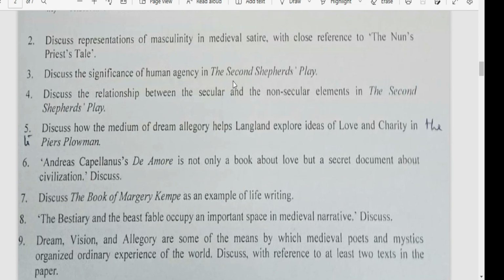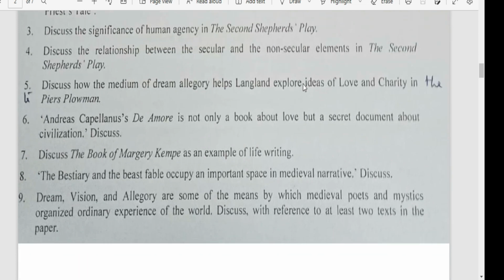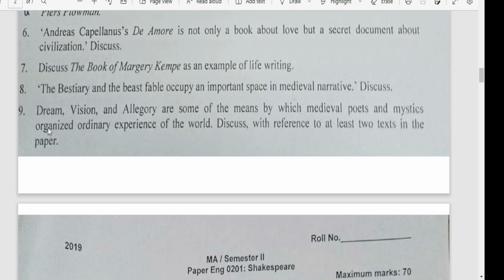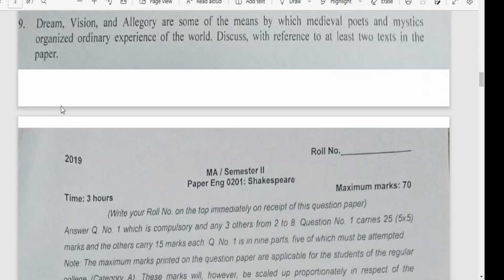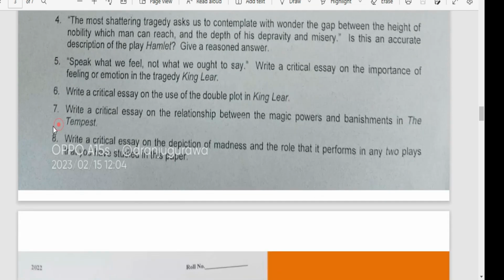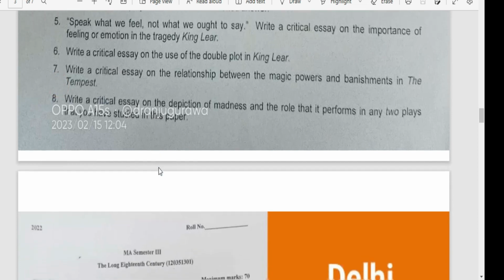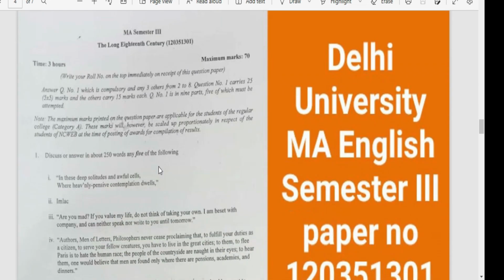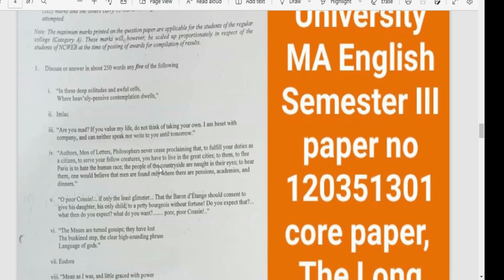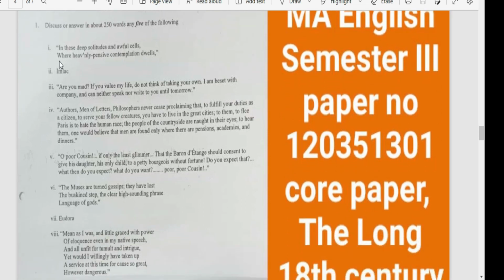Suppose you haven't prepared very well the book of Marguerite Camp or Andreas Capellanus or any of these, for example, the Second Shepherd's Play. If you haven't done any text properly, then this is the question for you. Question number 9 gives you liberty to choose any of your 2 texts, and in question number 8 also you have the liberty to choose any 2 texts. So question number 8 is always a saving. It will help you choose any of the texts, and then you can attempt your question very well.